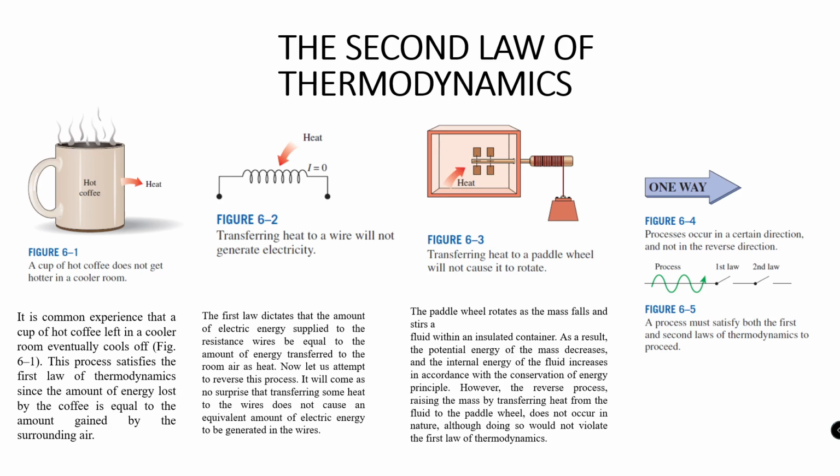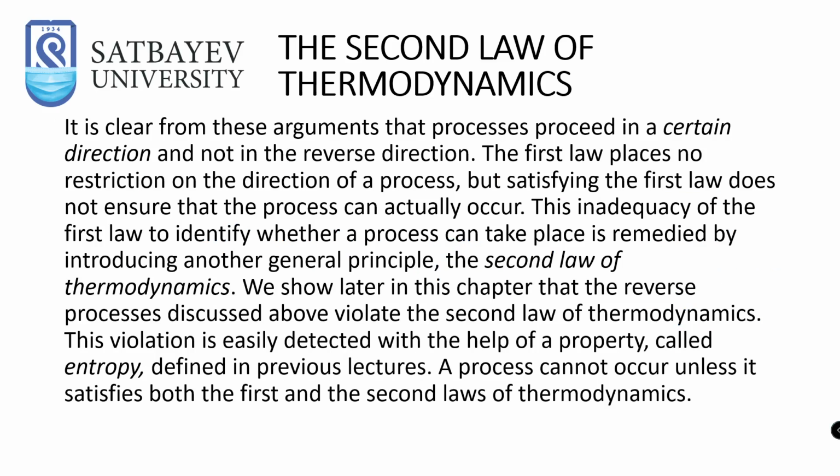Processes occur in a certain direction and not in a reverse direction. A process must satisfy both the first and the second laws of thermodynamics to proceed. It is clear from these arguments that processes proceed in a certain direction and not in a reverse direction. The first law places no restriction on the direction of the process, but satisfying the first law does not ensure that the process can actually occur.